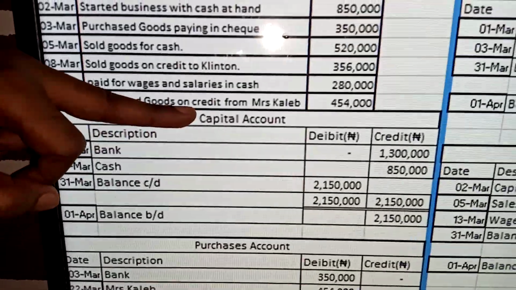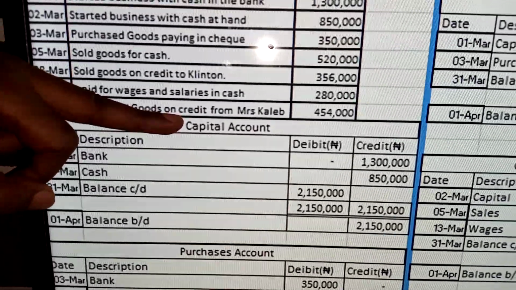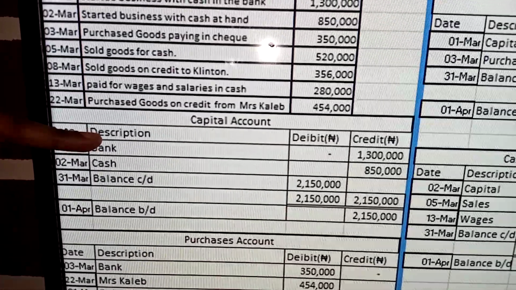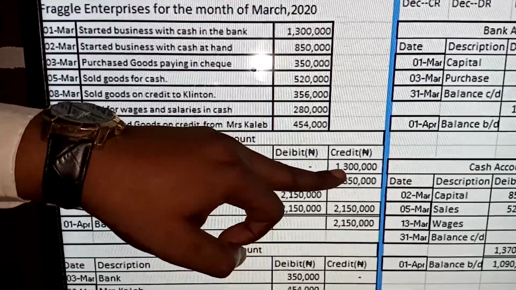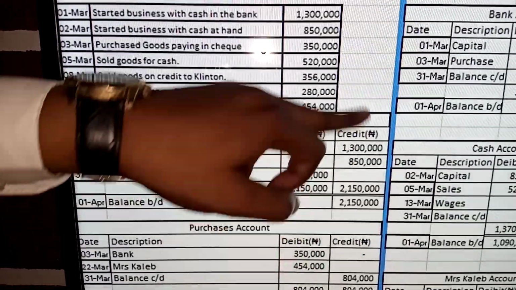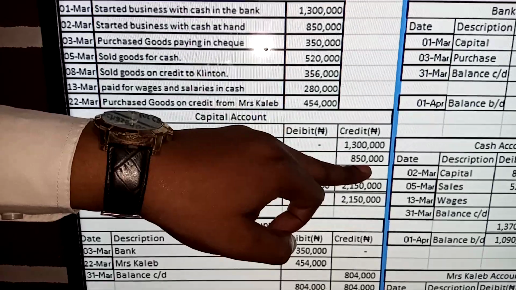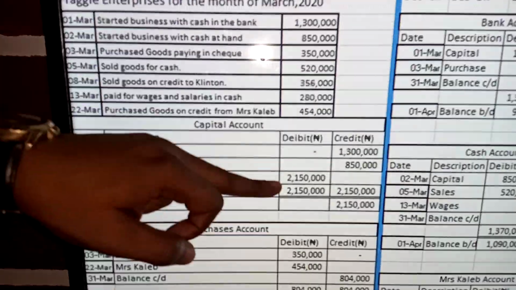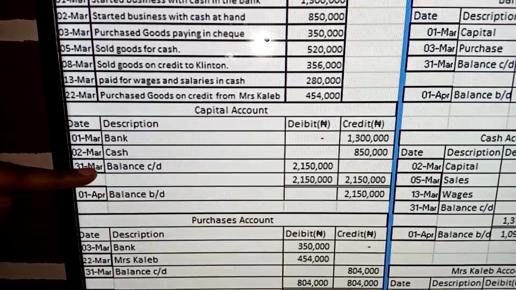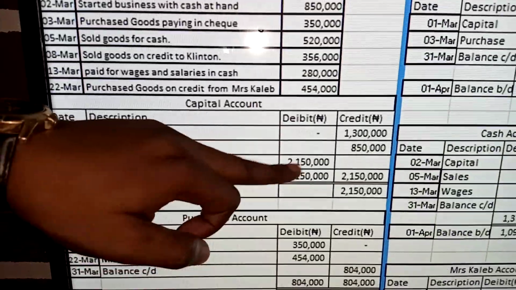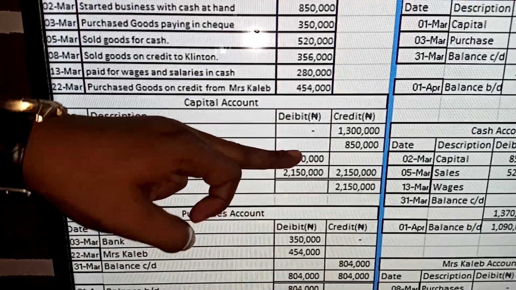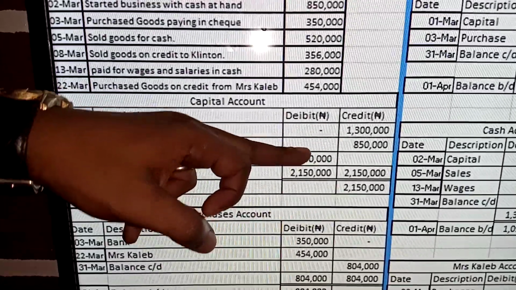Now look at the capital here. We had two entries, 1st of March, 2nd of March, bank and cash. So we have two entries, 1,300,000 and 850,000. So the credit side is higher than the debit side by what? 2,150,000. That's what you have here as balance carried down, 31st March, balance carried down 2,150,000.